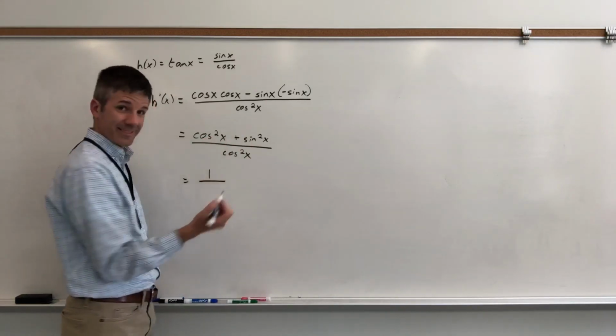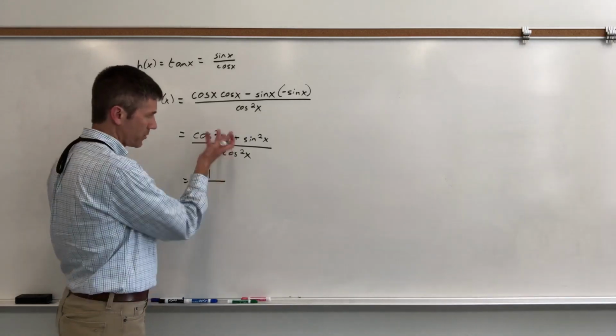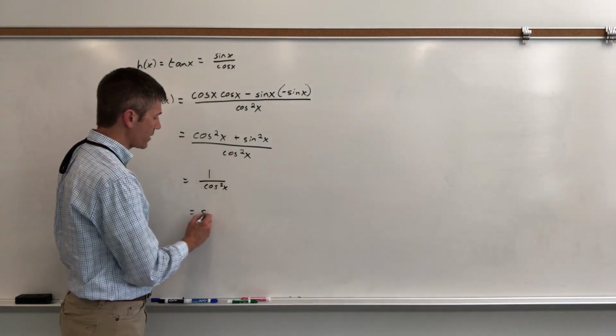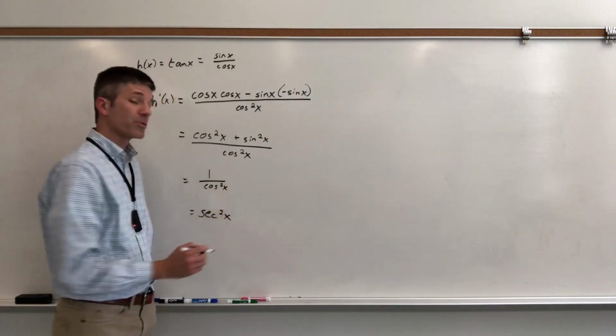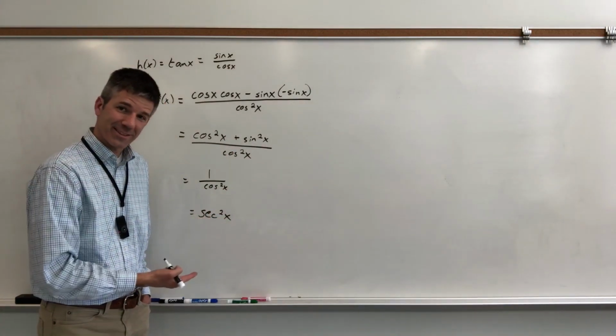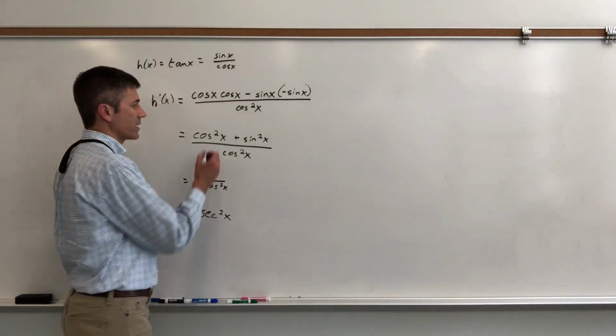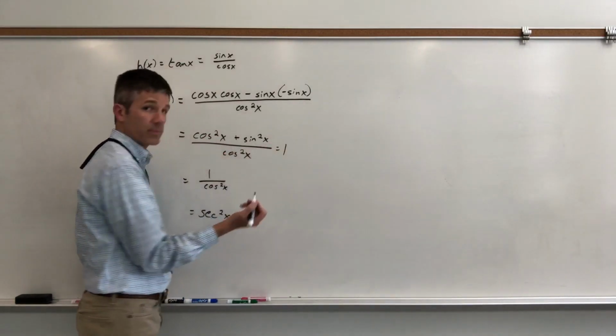So here we go. Cosine squared plus sine squared is 1. See? Sine squared plus cosine squared is 1. Reverse the order. We have 1 over cosine squared. 1 over cosine squared is secant squared. So the derivative of tangent is secant squared. Fun, isn't it, right?